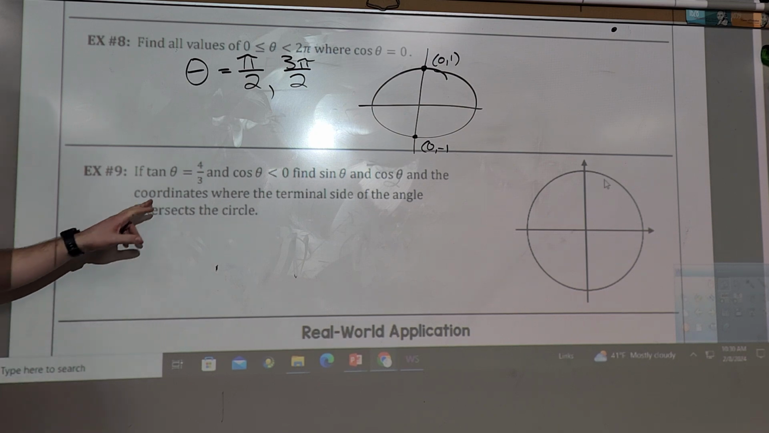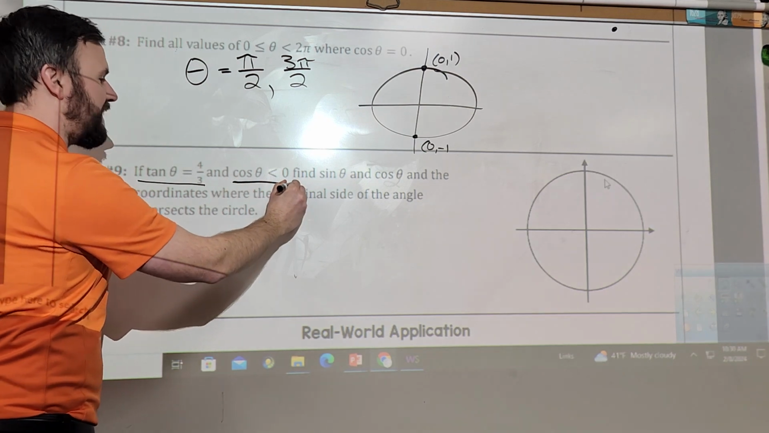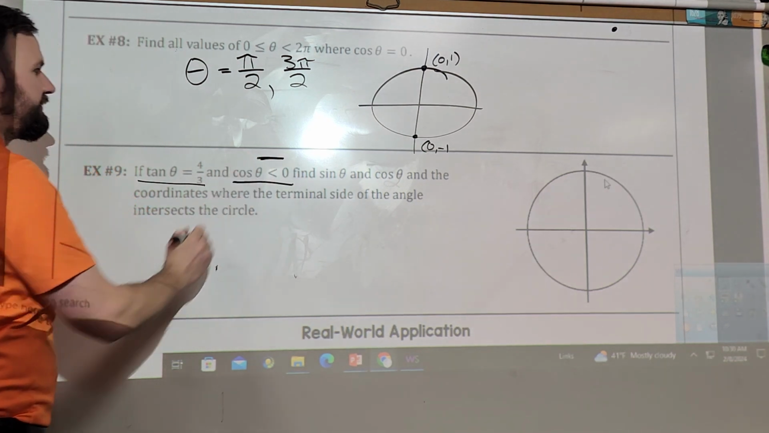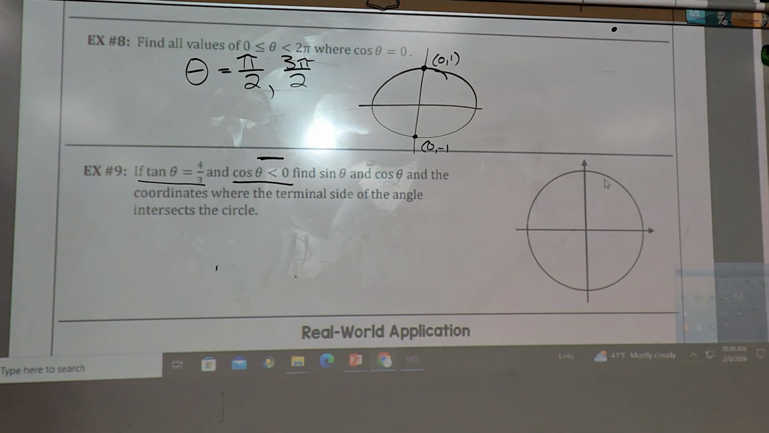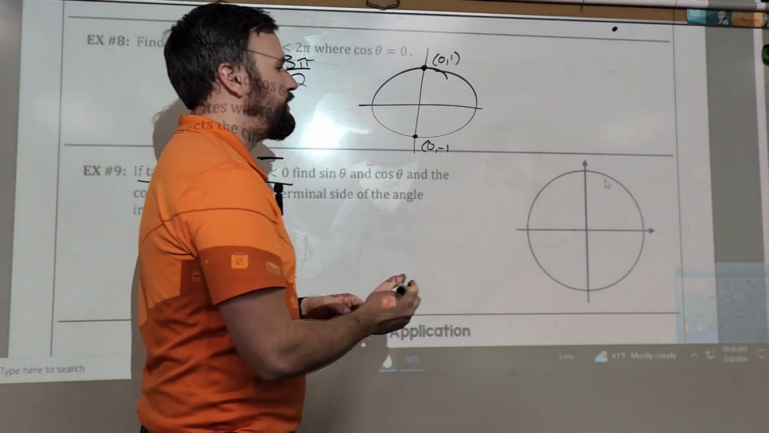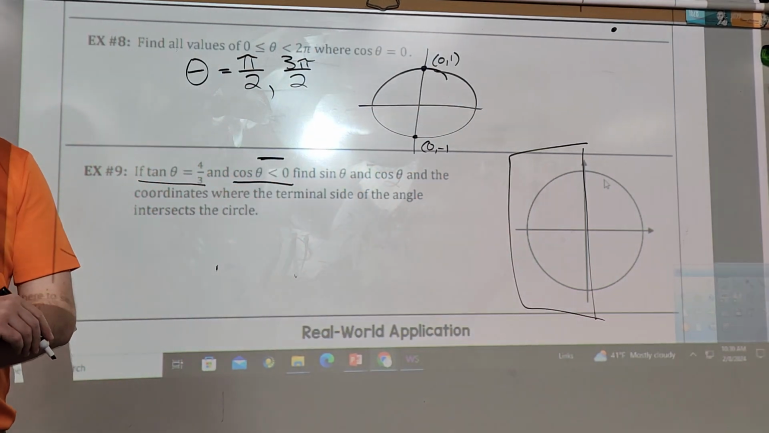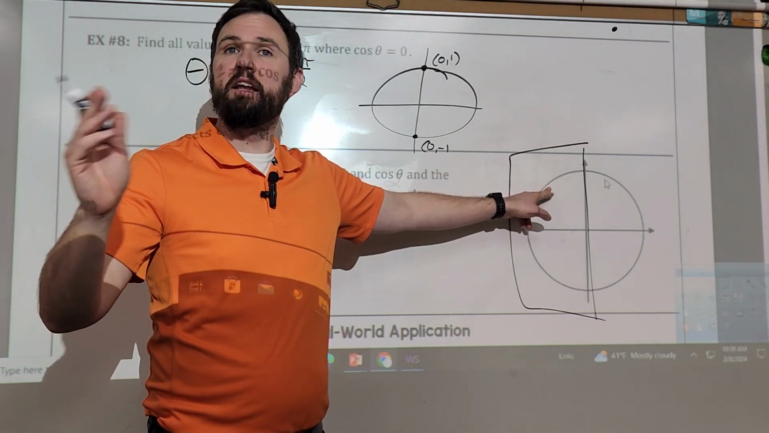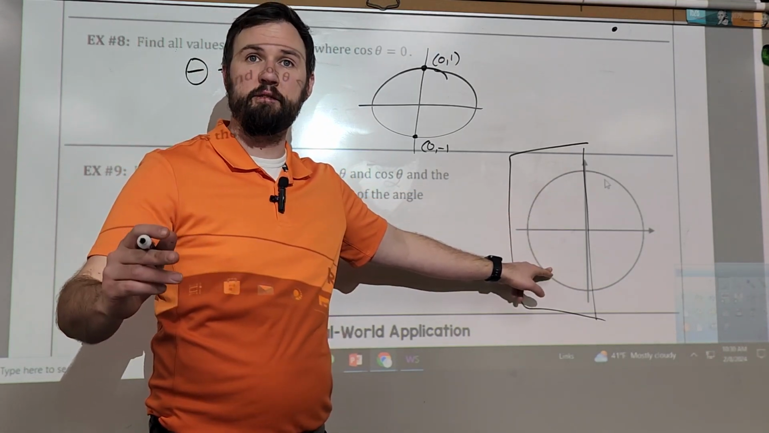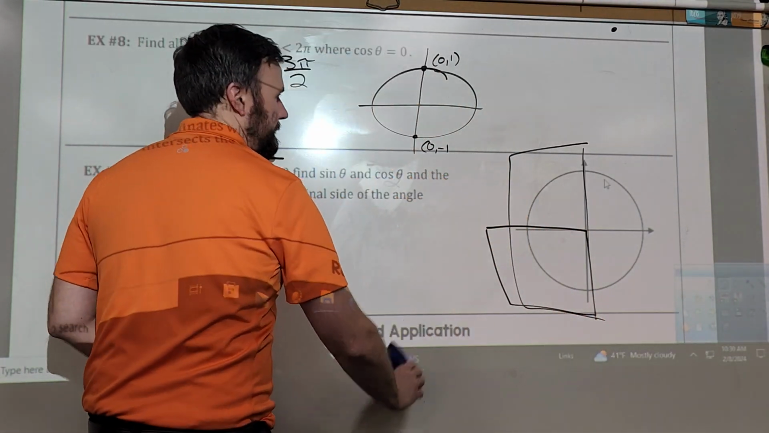All right. Ooh, look at this. If tan is 4/3 and cosine is less than 0, which means it's negative, find sine and cosine. So I have to use some critical thinking here. Tangent is positive and cosine is negative. Now, if cosine is negative, it means I'm living on that side, right? Now, up here, tangent is negative because I have a negative and a positive. But down here, tangent is positive. So I know I'm living in quadrant 3, right?